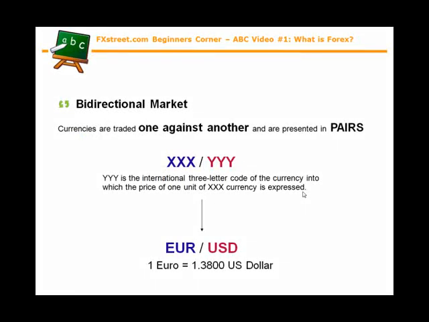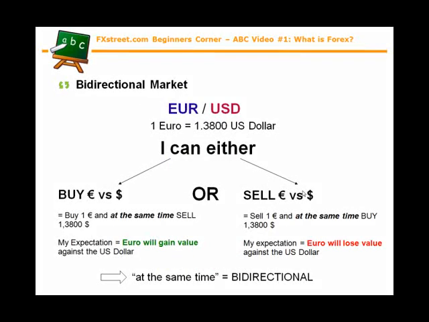What does bidirectional market mean? Well, currencies are traded one against another and are presented in pairs. Each pair of currencies thus constitutes an individual product and is traditionally noted XXXYYY, where YYY is the international 3-letter code of the currency into which the price of 1 unit of XXX is expressed. For instance, euro-dollar is the price of the euro expressed in American dollars, as in 1 euro equals 1.38 American dollars. Bidirectional market means you can either choose to buy or sell this particular currency pair.